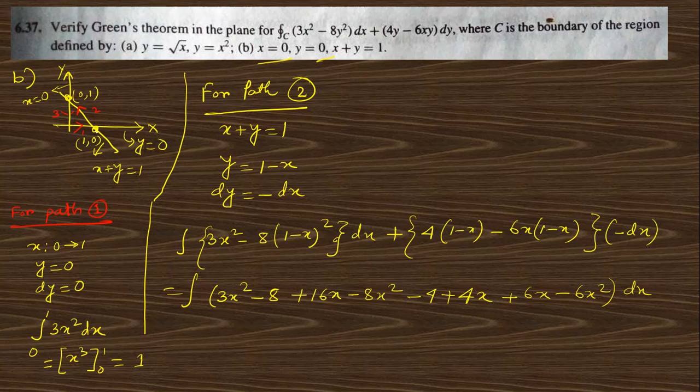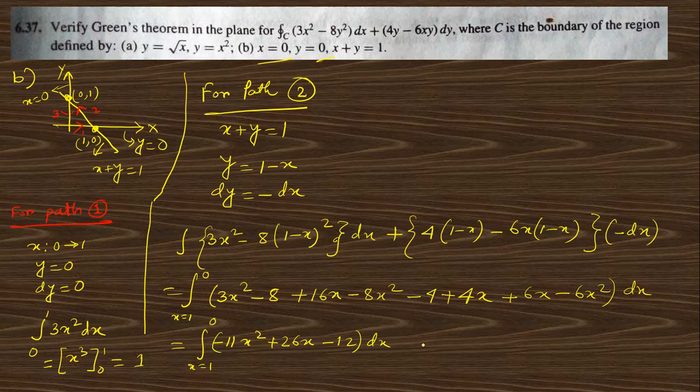And the limit of x: the initial x is 1 and final x is 0, so x is 1 to 0, right? The maximum power is x square. This is 3 minus 8, that's minus 5, so minus 11x square. Second is x: 16 plus 4, that is 20, and with 6, that is 26x, and these are the 12.